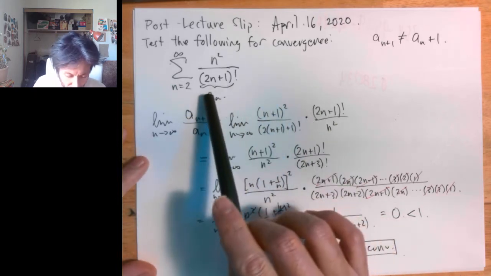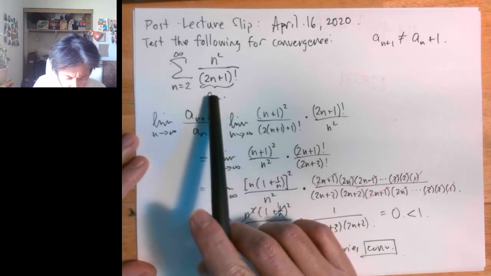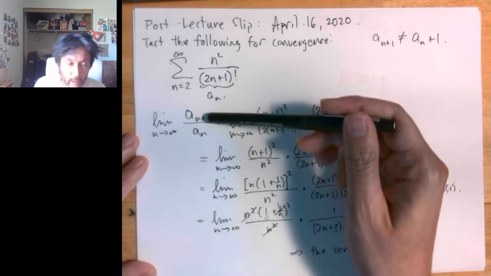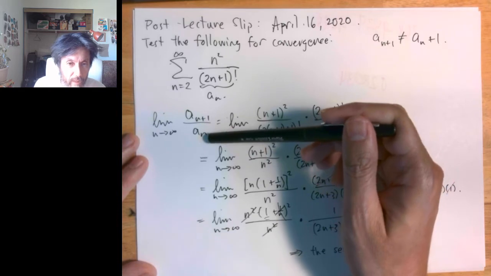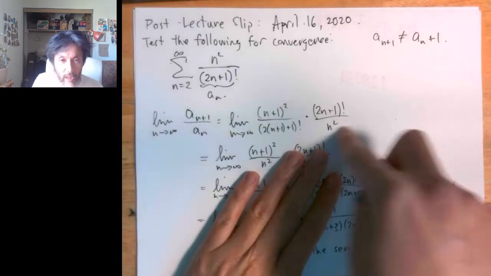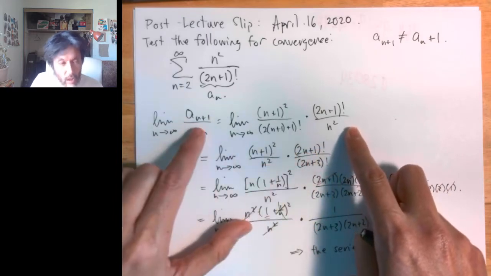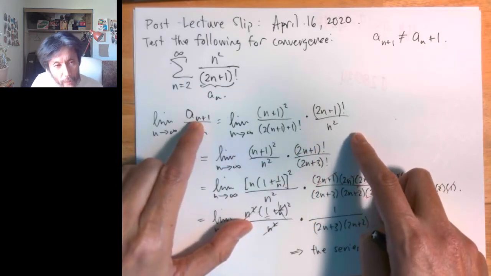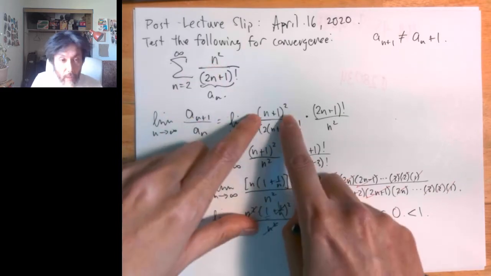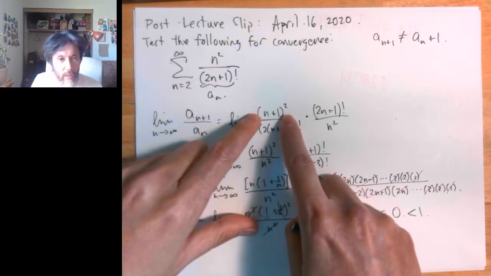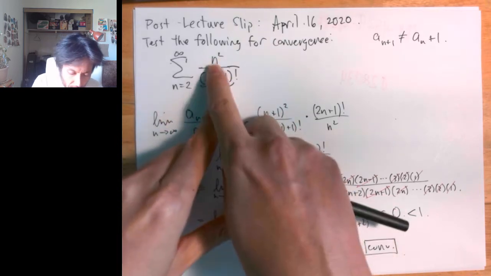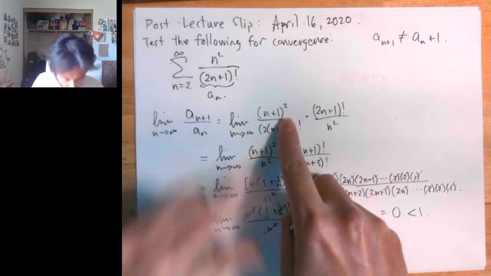If you use the ratio test, you're going to be looking at the limit as n approaches infinity of a sub n plus 1 over a sub n, and that's equal to this amalgam here. So let's just walk through. A sub n plus 1 is what you obtain by replacing the n here by n plus 1. But you also do it for the n down there. So every n that I see, I'm going to replace by n plus 1.